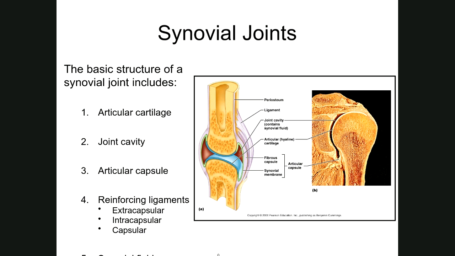And so the nutrients, the oxygen get into the synovial fluid. And then as the synovial fluid is kind of circulating through that joint, it helps to distribute the oxygen and the nutrients to the tissues within the joint. So we've got synovial fluid.